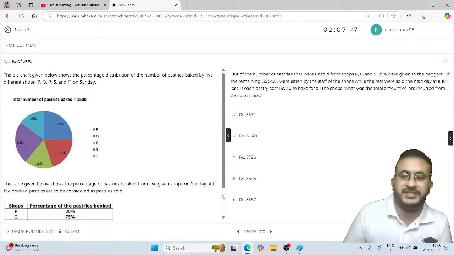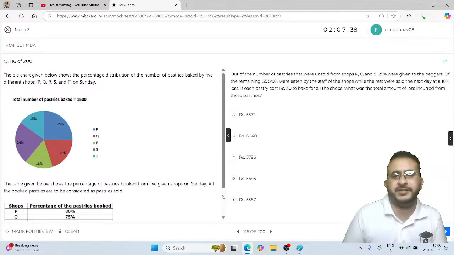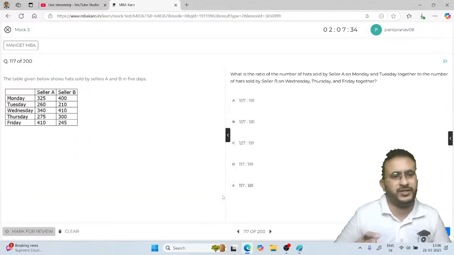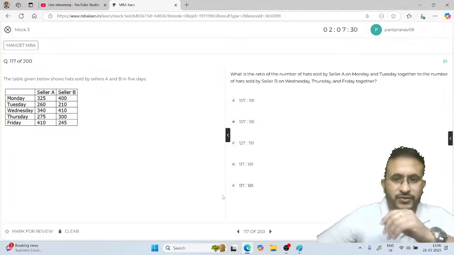Out of the number of pastries that were unsold, 25% were given to beggars. Remaining 5.9% were eaten by the staff. Rest was sold at 10% loss if each pastry cost. So again, calculation based. Two questions we avoided. Okay, so this looks to be an easy one.